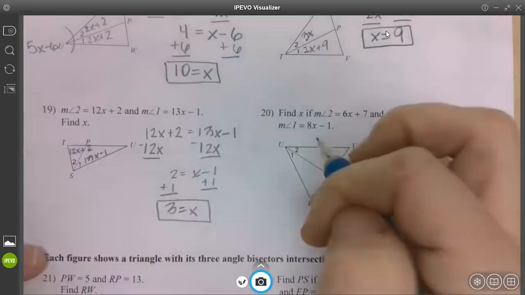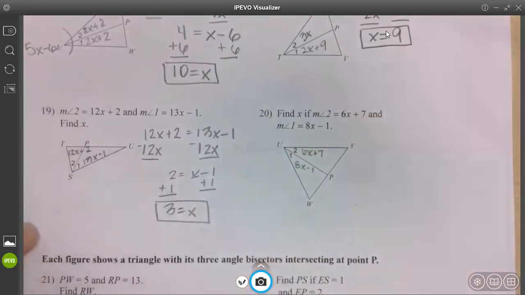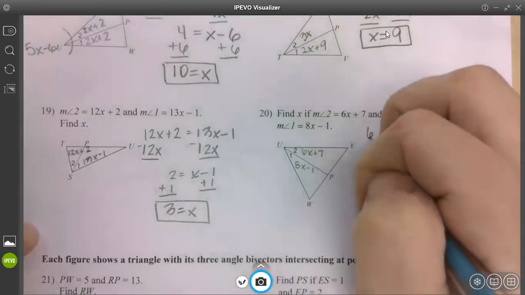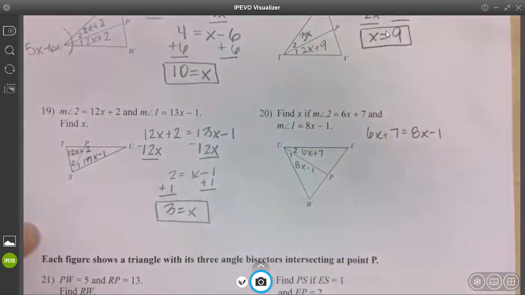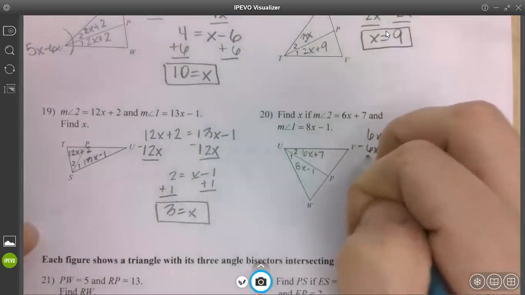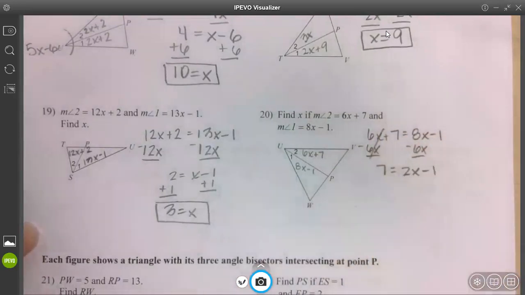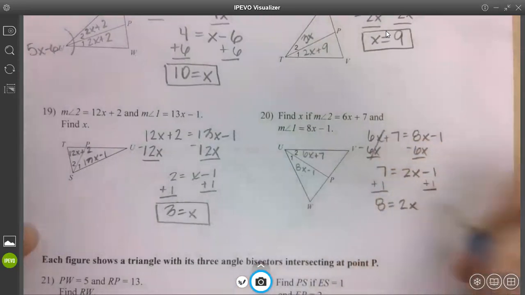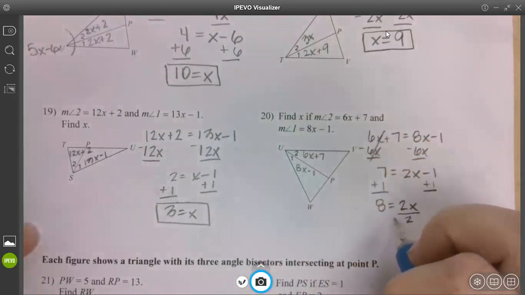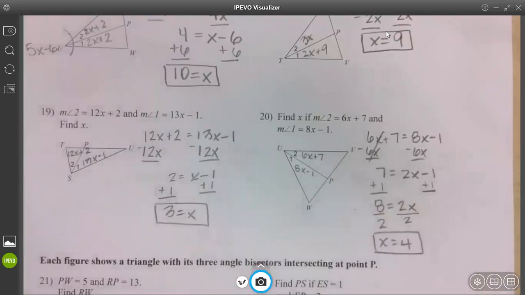One more just like that. Angle 2 is 6x plus 7. Angle 1 is 8x minus 1. Since they give us the two little ones, we set them equal to each other. I'm going to move my smallest x. So I'm going to subtract 6x. And I get 7 equals 2x minus 1. Solve for x. We're going to add 1. So we get 8 equals 2x. Divide by 2. And x equals 4.